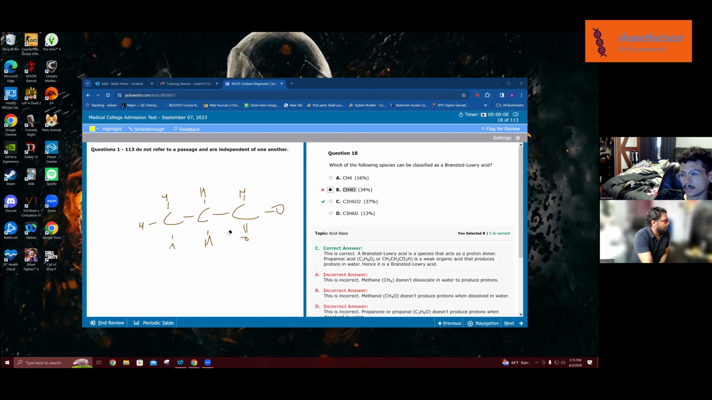Wait, 1, 2, 3, 4, 5, 6. Okay, how many bonds can carbon make? This has 5, so we're going to take out this. So 1, 2, 3, 4. This means that it has an extra H. So where would that go?